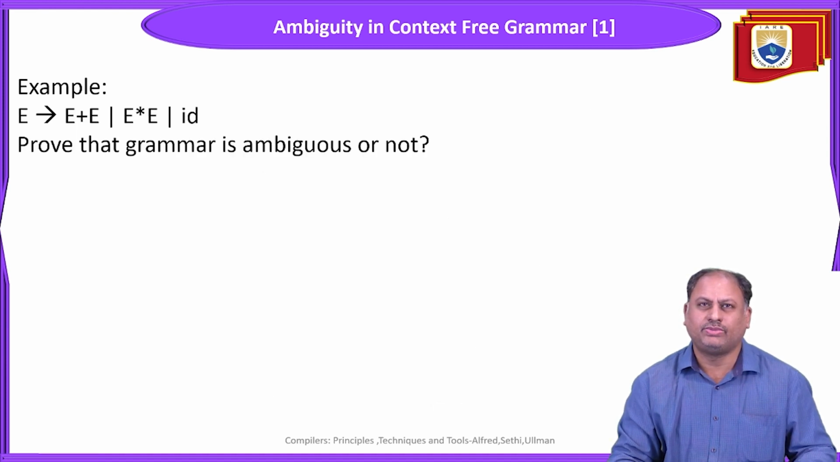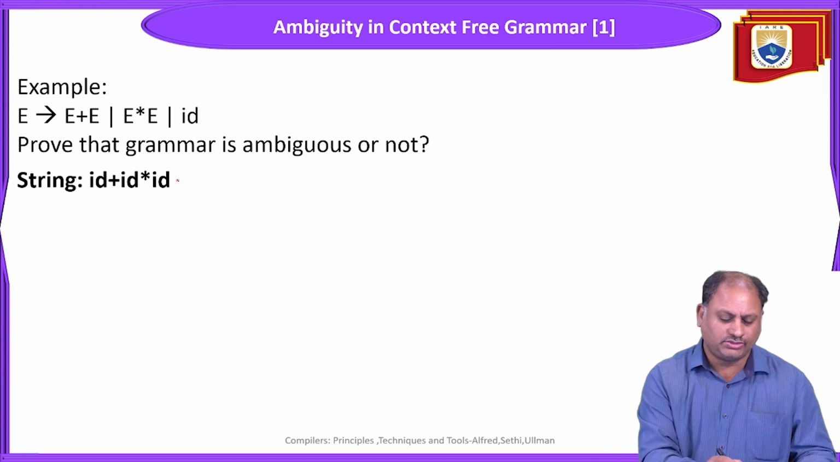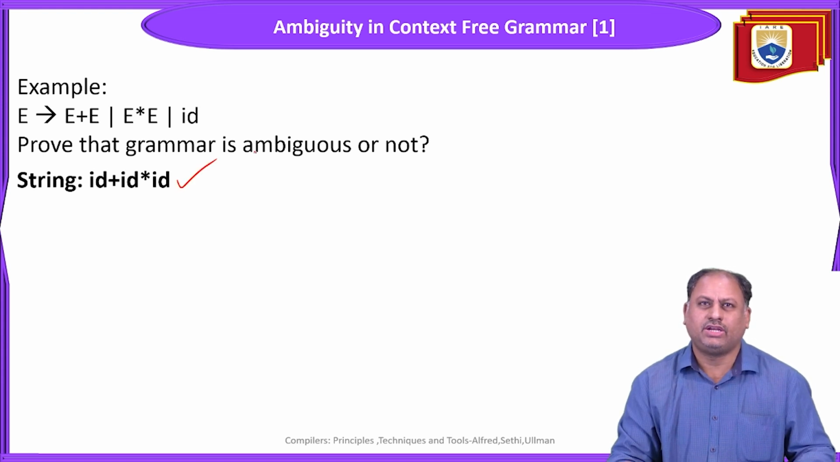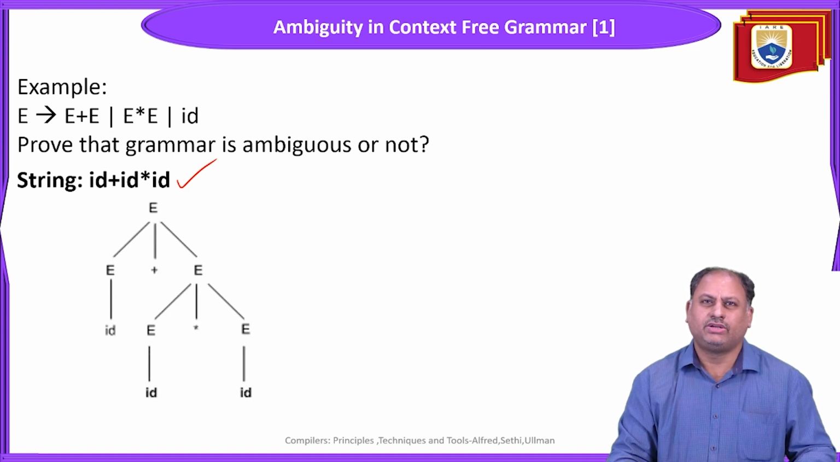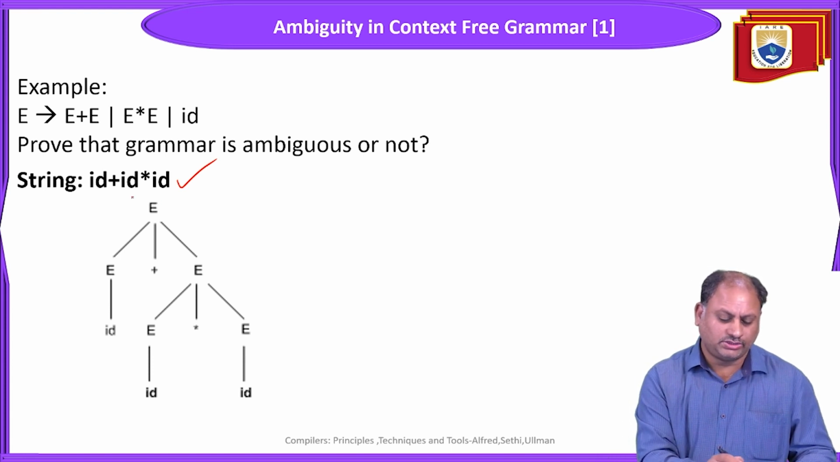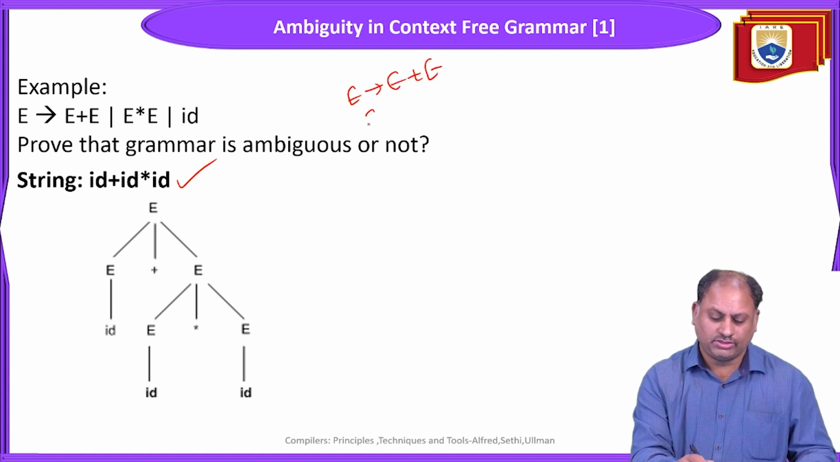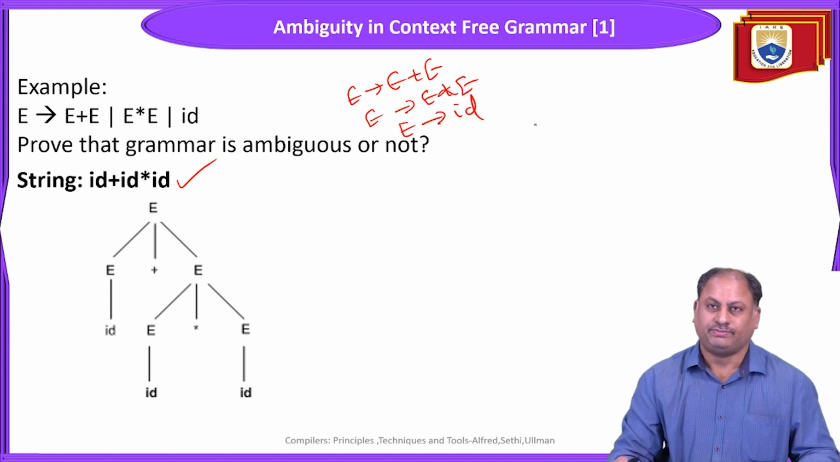We are going to apply this type of notation, and we can say the grammar is ambiguous. Let us take one more example. For the grammar E derives, we are going to prove whether this grammar is ambiguous or not, and the string to be given is ID plus ID star ID. So in this example, we can first take a description of the parse tree. The first rule is E derives E plus E, the second rule is E derives E star E, and the third rule is E derives ID.